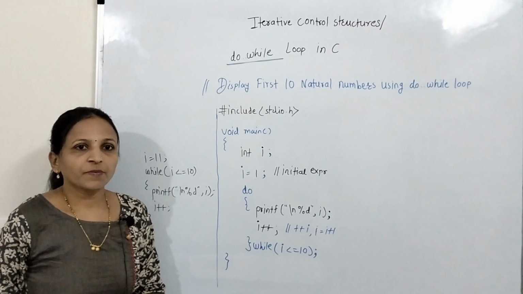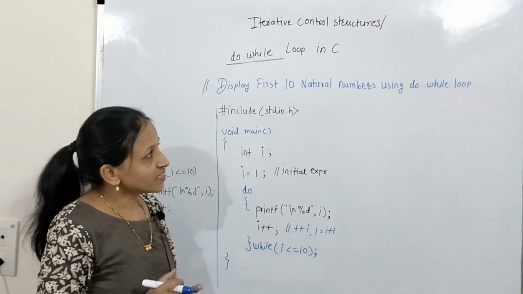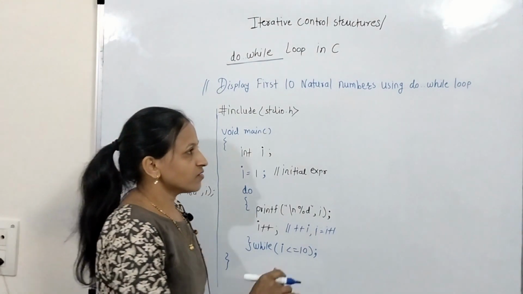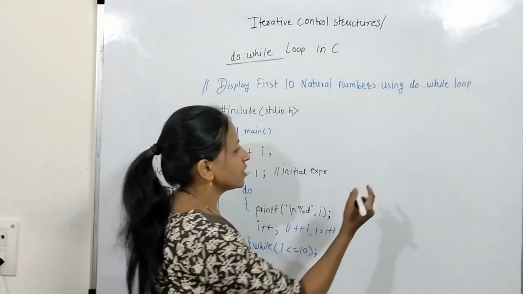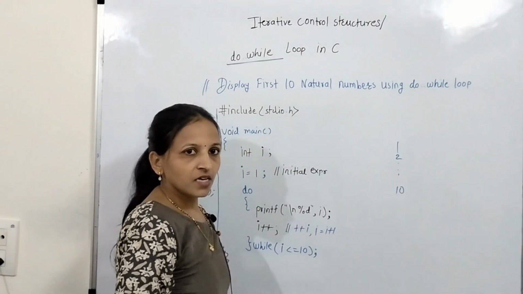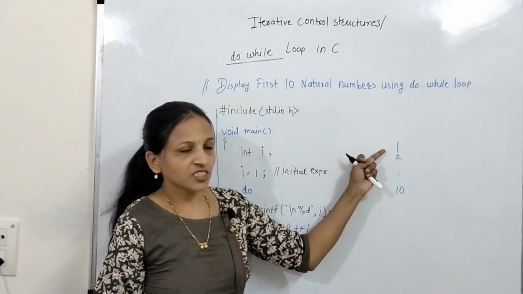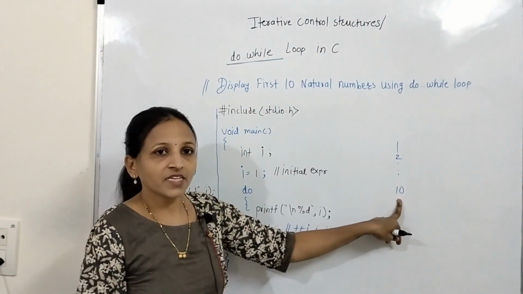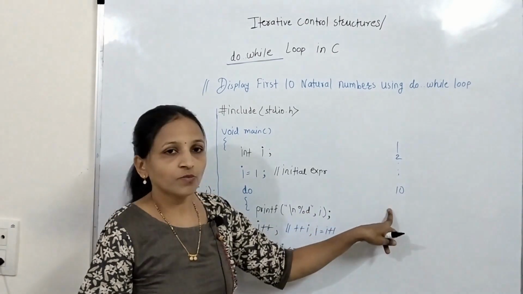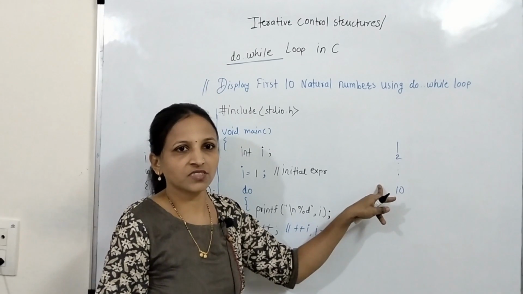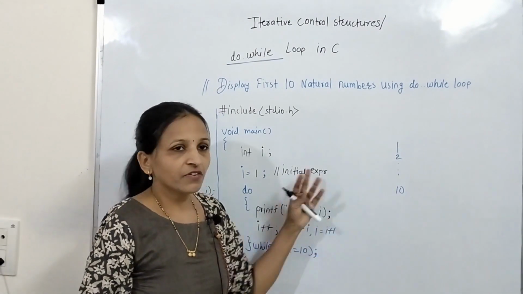See, I am going to explain the program for displaying the first 10 natural numbers with the help of this do while loop. We know that the first 10 natural numbers are 1, 2 up to 10. Here we can set the counter's initial value as 1, and as long as the counter's value is less than or equal to 10, we have to repeat the task of displaying the counter's value, and every time we have to increment the counter's value. This is the logic we will apply here.